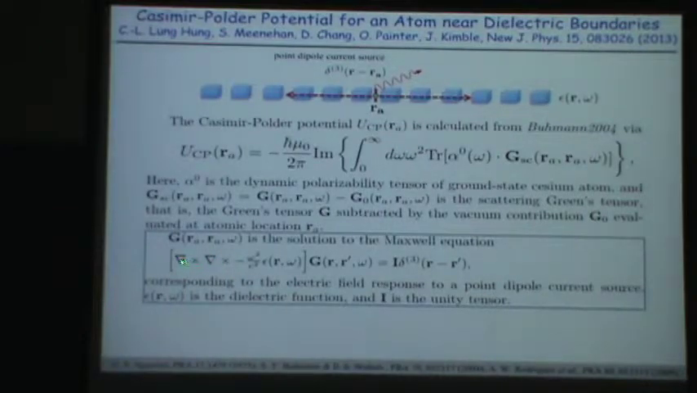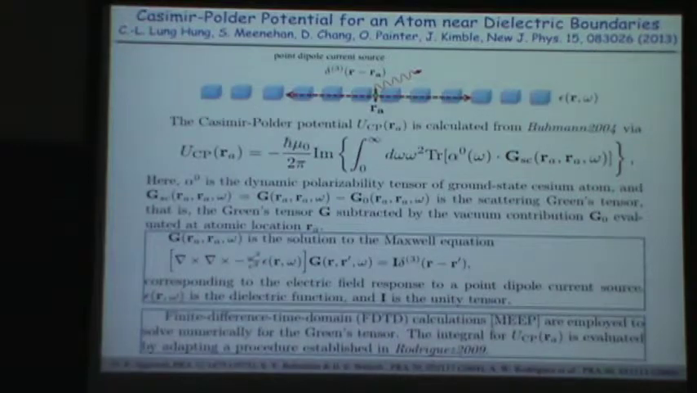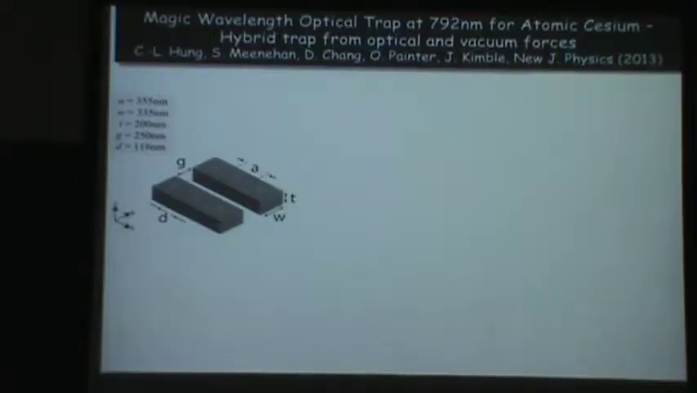The thing we're trying to solve is actually pretty simple. This is called the scattering Green's function. And we just need to know the solution of this Maxwell equation. There's a point dipole, and we need to know that Green's function. So this is classical linear physics, but it was pretty hard to learn how to solve that. Modern computational techniques do that. And so if you know that, then you can calculate the Casimir force.